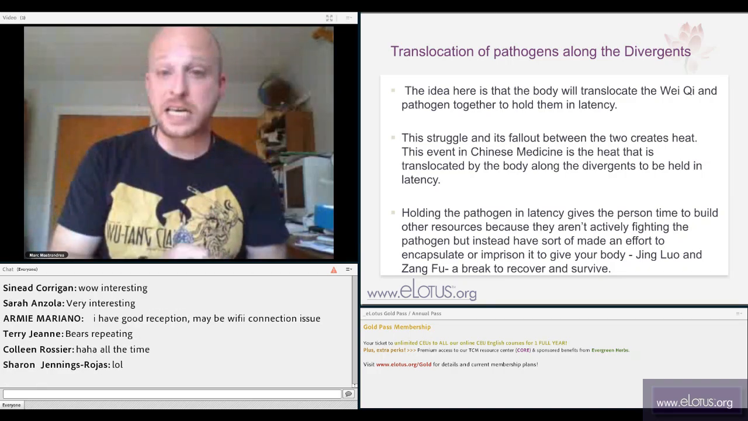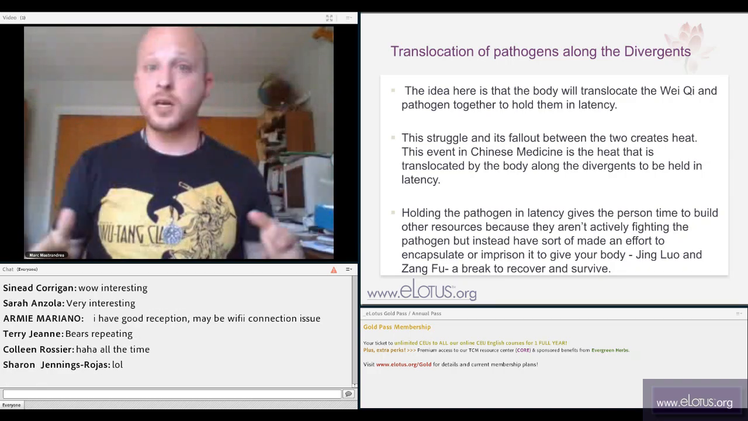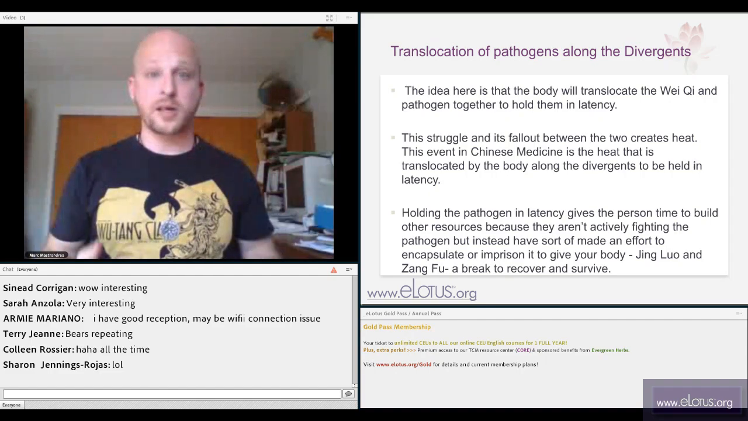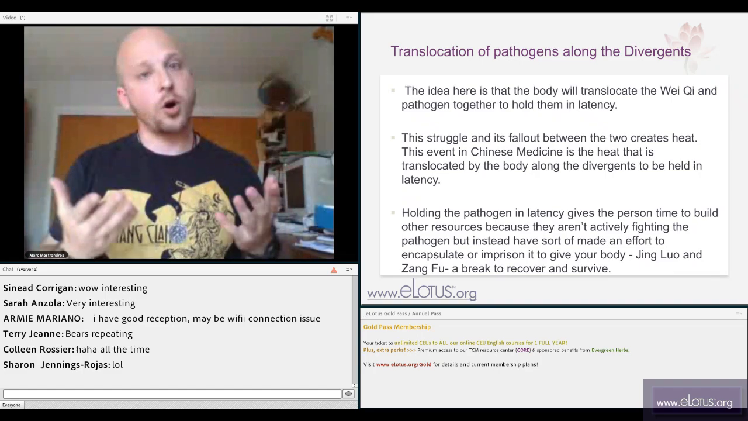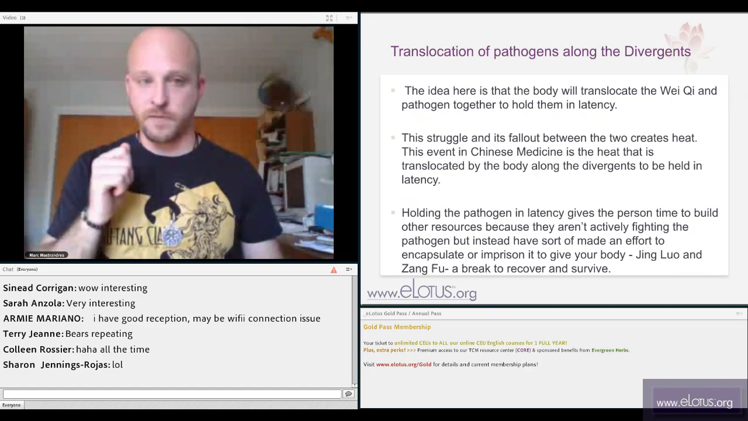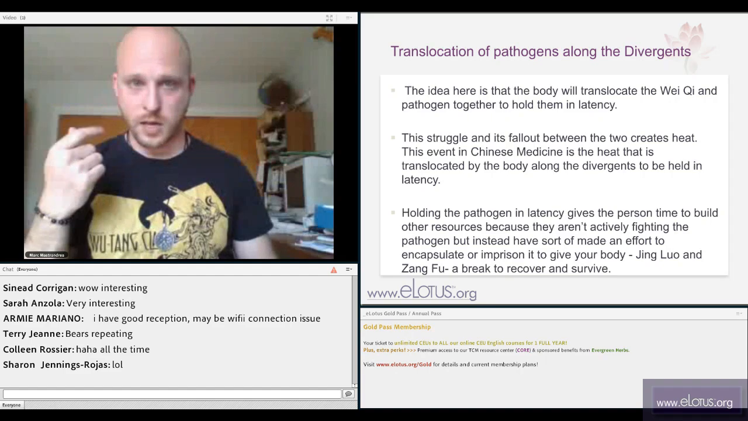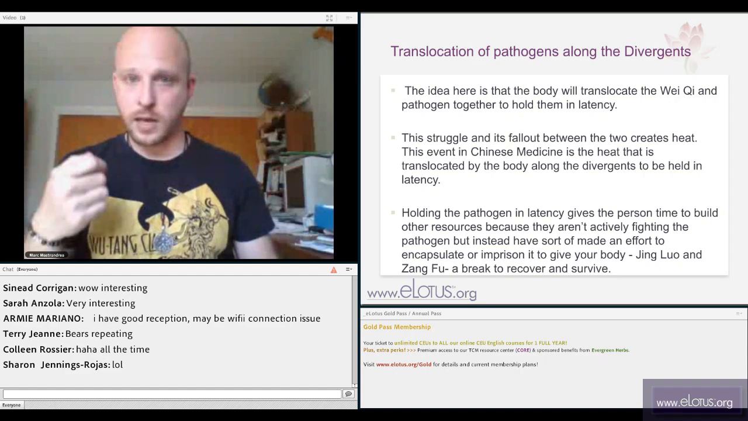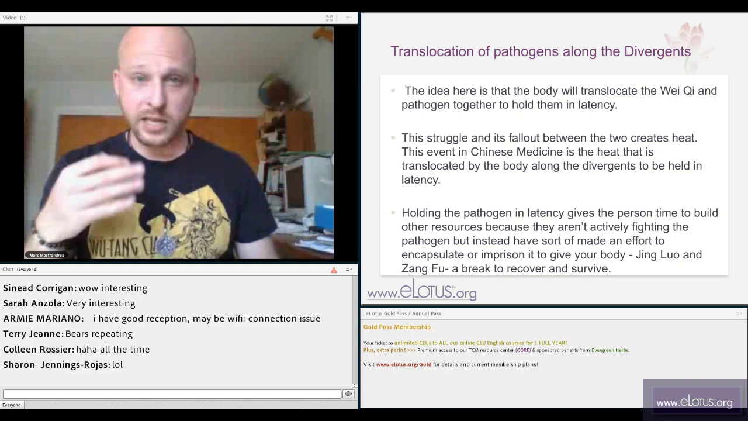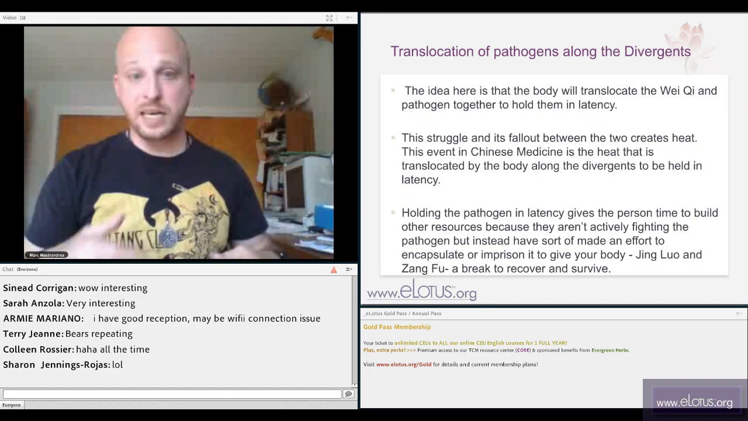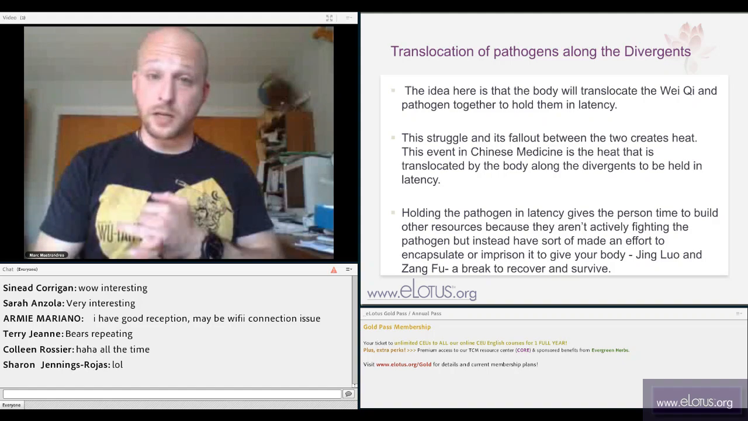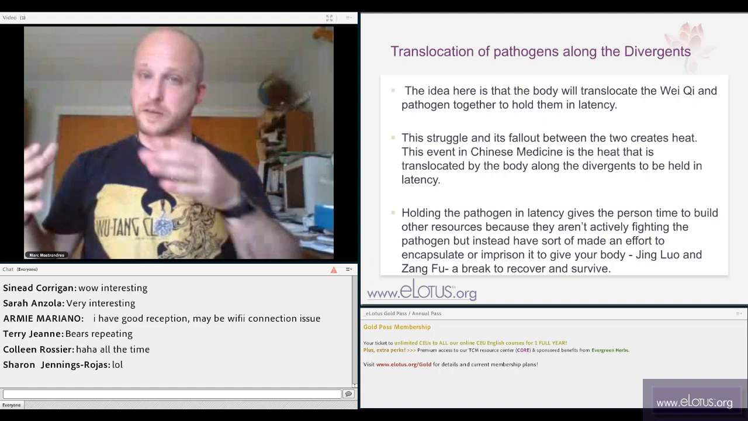Holding the pathogen in latency gives a person time, hopefully, to build up other resources. Generally, in autoimmune conditions and this and that, you can see that much quicker. In COVID, you need to be very vigilant on treating the person and getting them food and or herbs, qigong, these things to keep them up. You need to, and we'll go into treating. Holding the pathogen in latency gives them time to build other resources because they aren't actively fighting that.